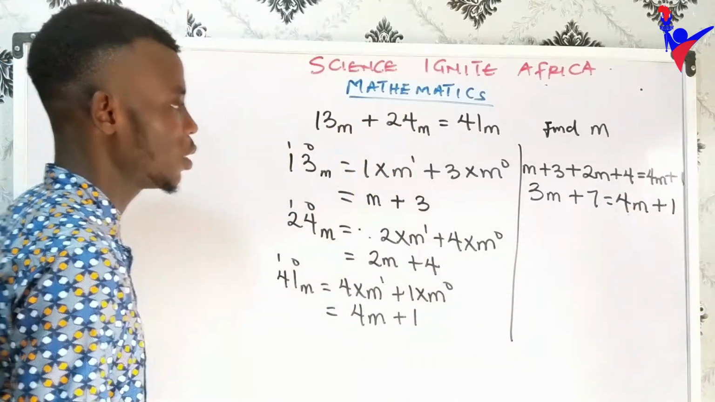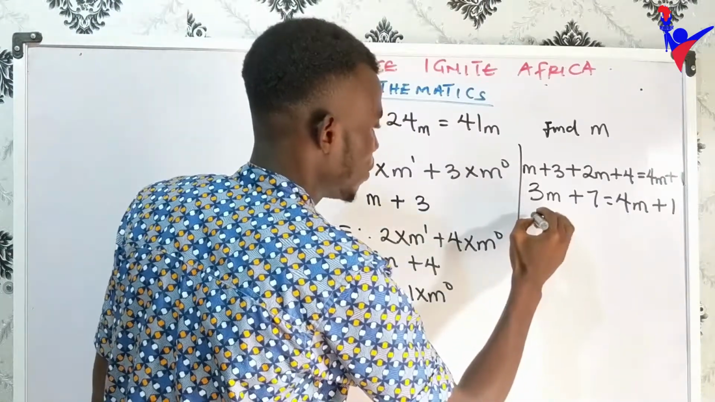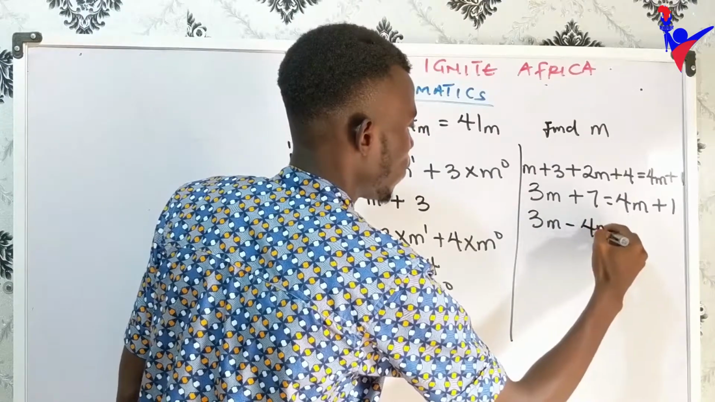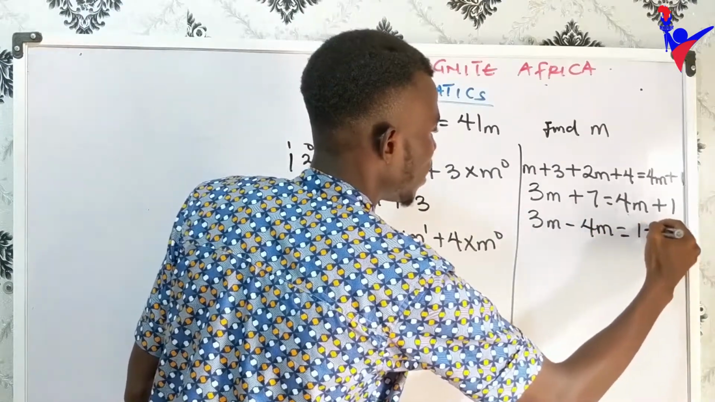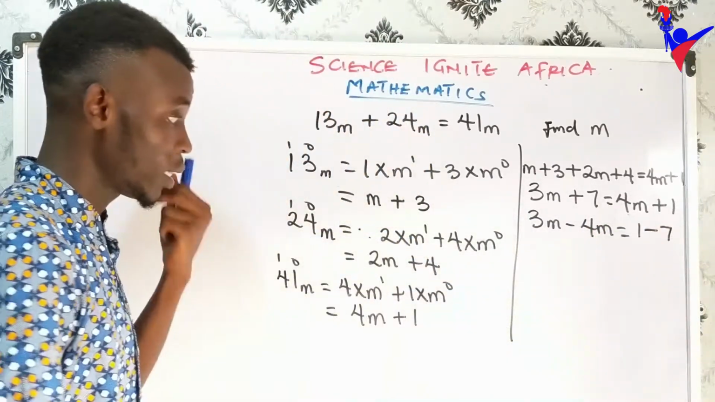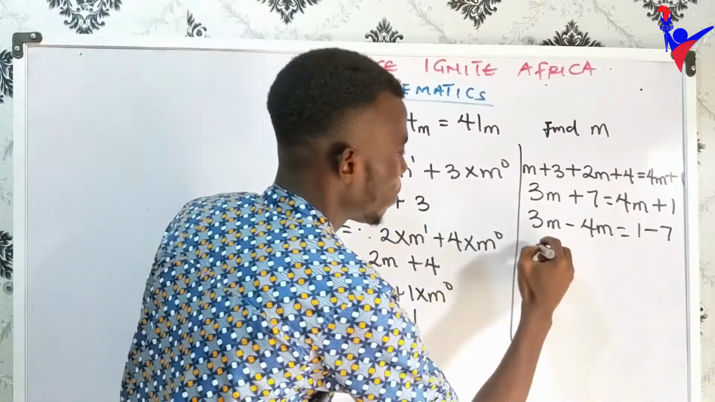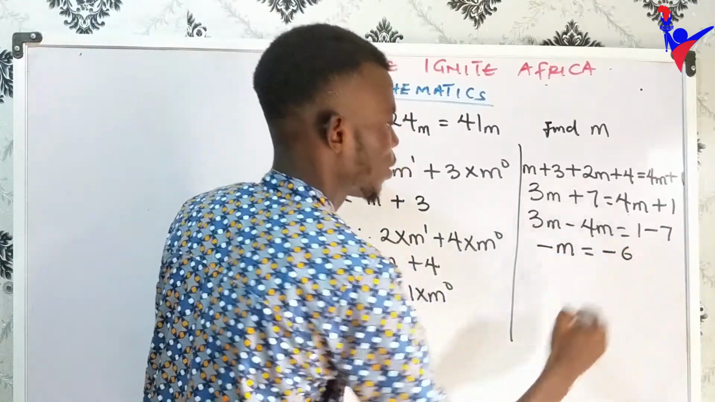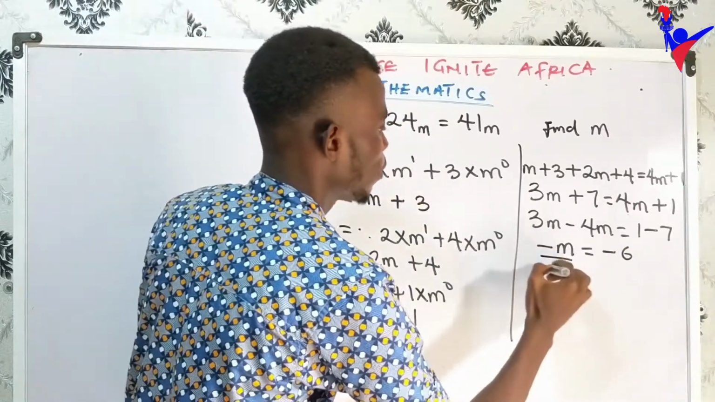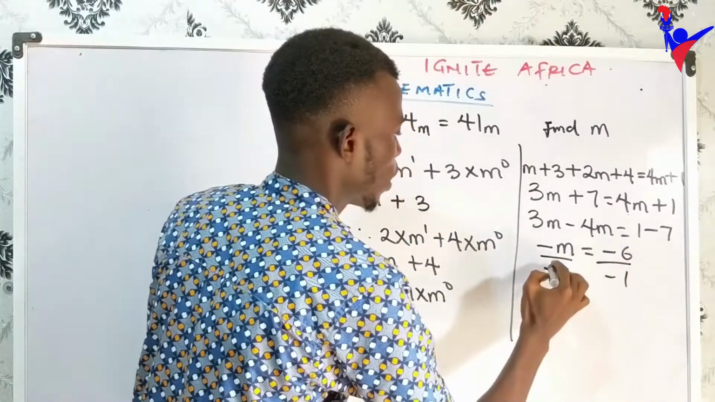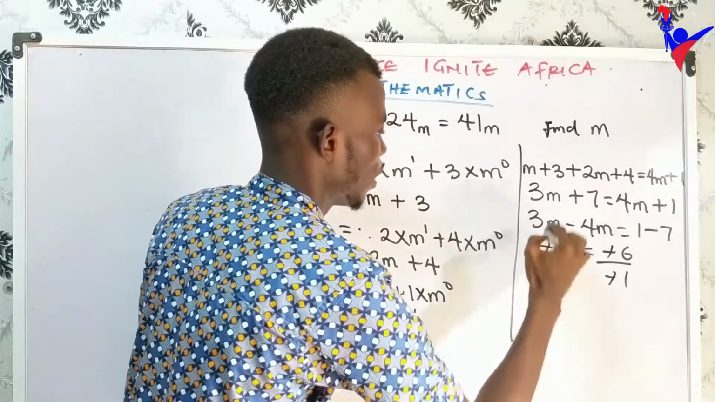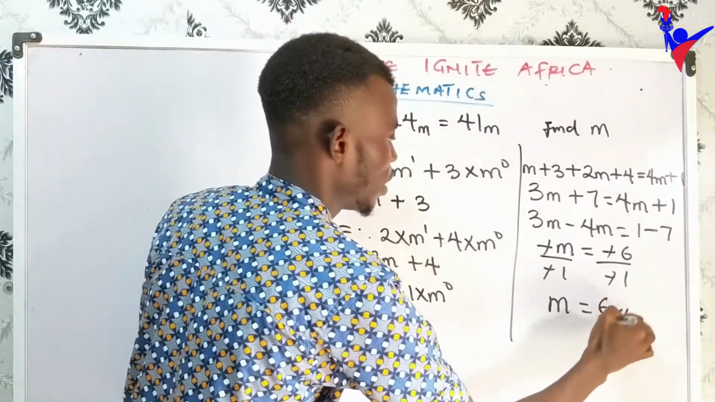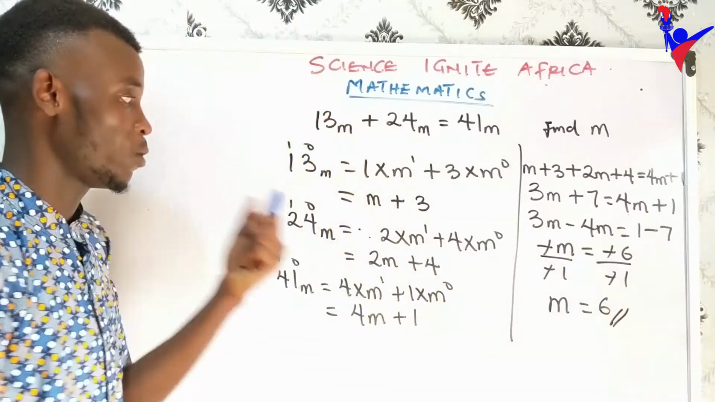Alright, let's proceed. Collect like terms: 3m minus 4m equals 1 minus 7. 3m minus 4m is minus m. 1 minus 7 is minus 6. Then we can divide both sides by minus 1. Then m equals 6 divided by 1, which is 6. Therefore, the value of m is 6.